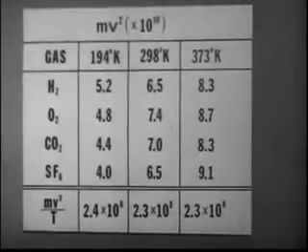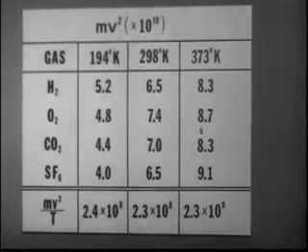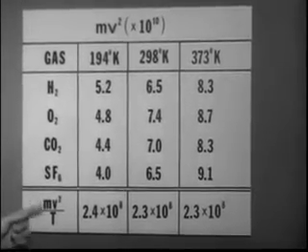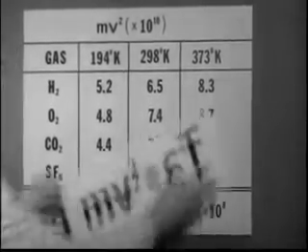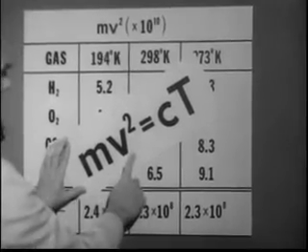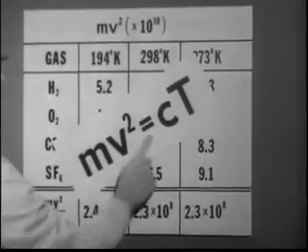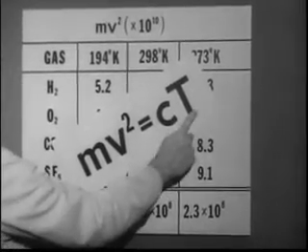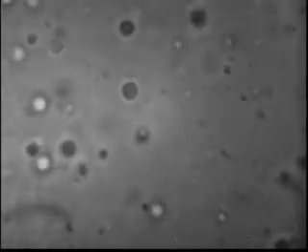If we divide these average values of mv squared by the corresponding value of the absolute temperature, the resulting values of mv squared over T are almost constant. Thus the relationship between molecular weight, molecular velocity, and absolute temperature is given by the equation mv squared equals a constant times the absolute temperature. Thus our molecular model does give us a picture of pressure in terms of molecular collisions.